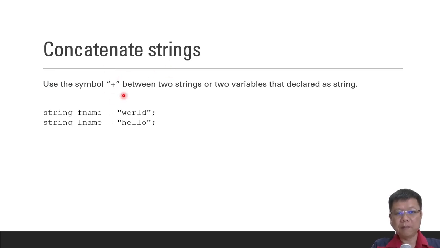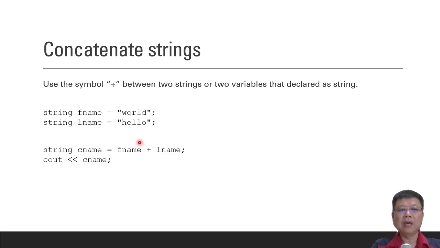We only have to use the plus sign. Let's consider these two declarations. We have declared fname as word and lname as hello, and both are string data type. If we want to combine them into one variable, it is possible. The first way is to declare another string, cname, and then assign fname plus lname. In such a case, the contents of word and hello will be combined, or we call it concatenated, and stored. In the second way, we can also directly cout fname plus lname if we don't need to store it anyway. We just want to display it.